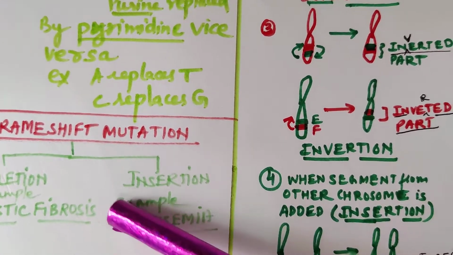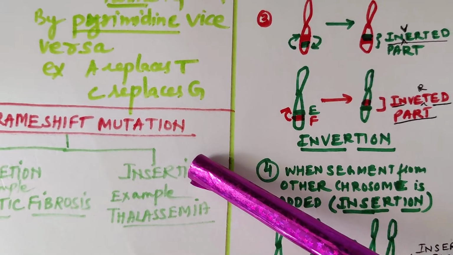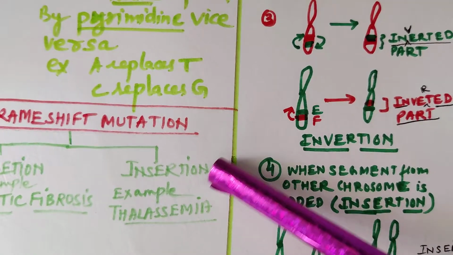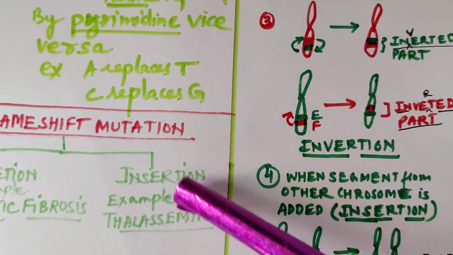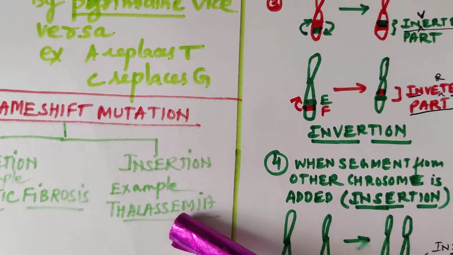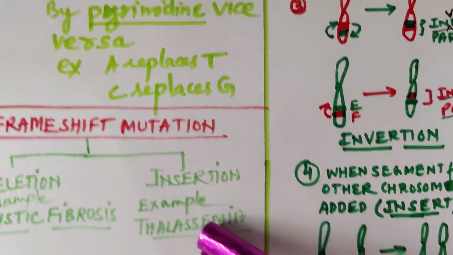Insertion, from the name it is clear, means something is inserted in the chromosomal arm or the chromatid, of a different chromosome or the same chromosome. An example is thalassemia, which is a disease.